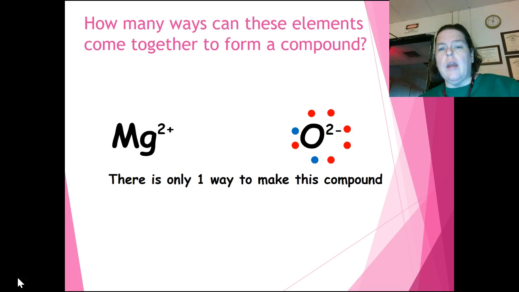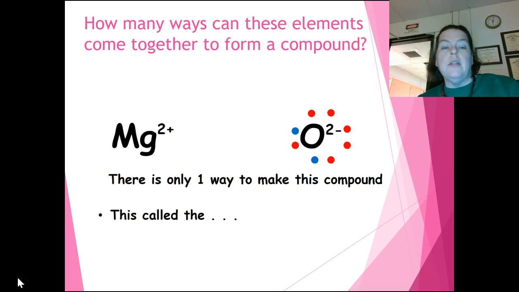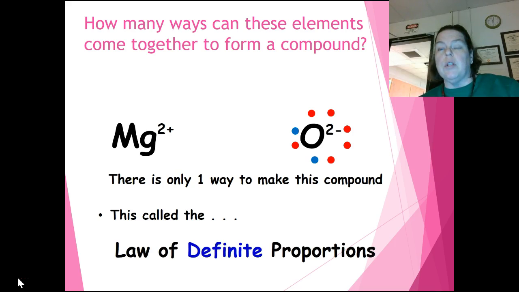So there's only one way to make this compound work, only one method. And this is called the law of definite proportions. When there's only one way to make two elements come together and form a compound, then we have only one method by which to get that formula. And so it's definite. There is no question. We know that it's always going to be Mg and O, one of each. There will never be any other compound made from magnesium and oxygen just by themselves. So we know this is the law of definite proportions.